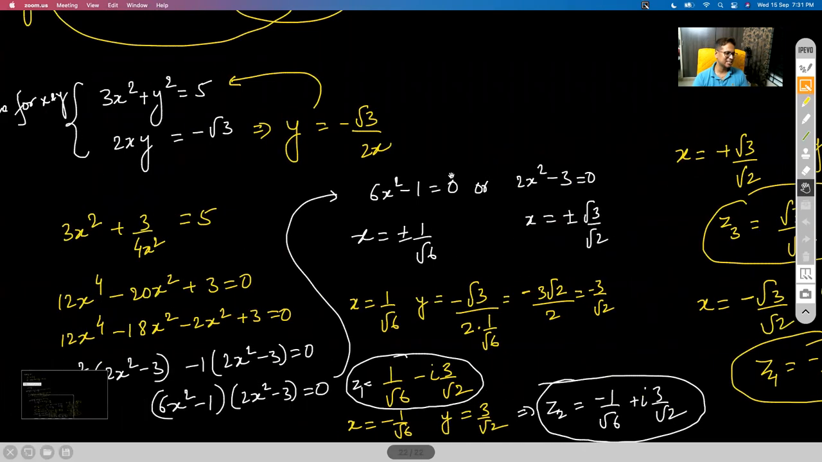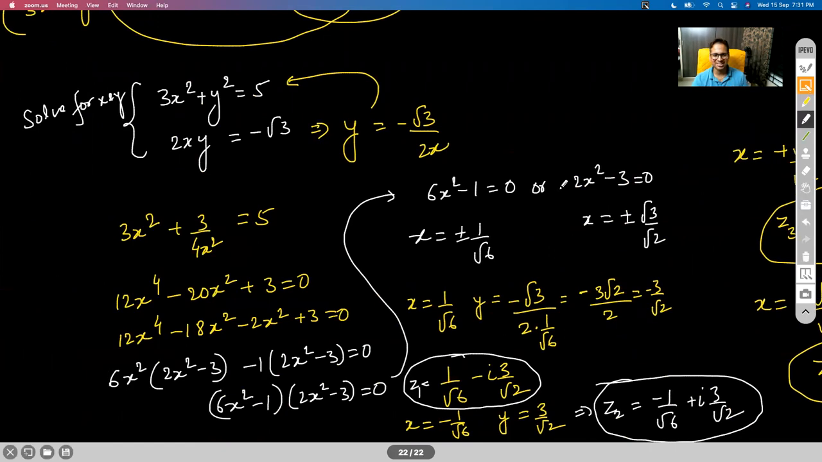And I think after this step, you should not need my help to solve this. So once you get your x and y, start framing x plus iy complex numbers from there, and whatever complex numbers get formed, they will be your answers. Is this fine? Any questions?